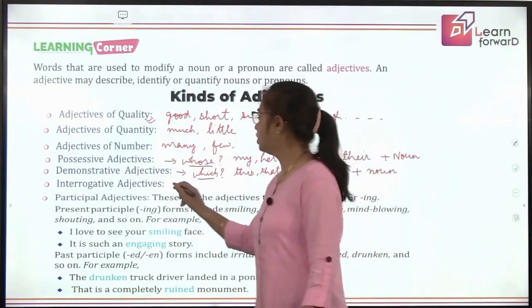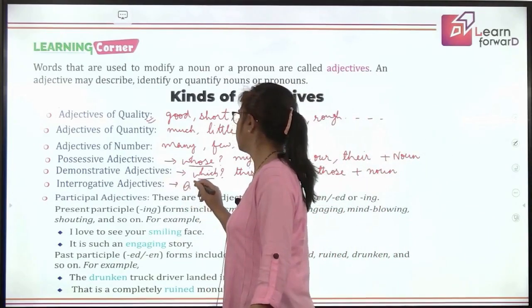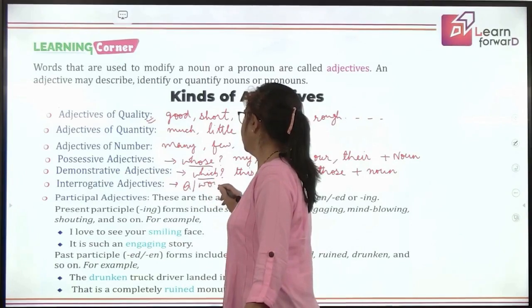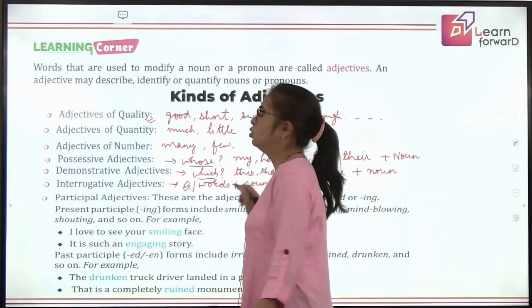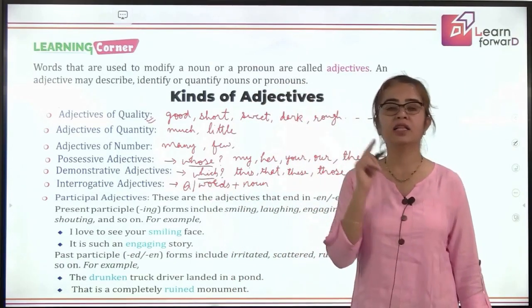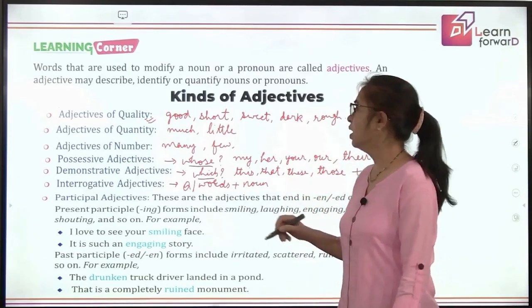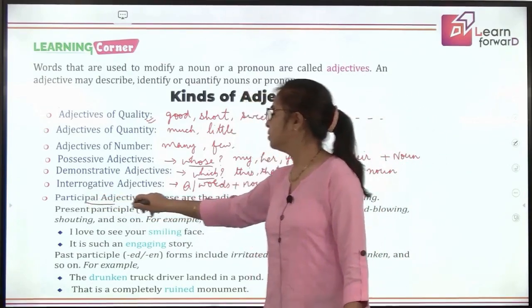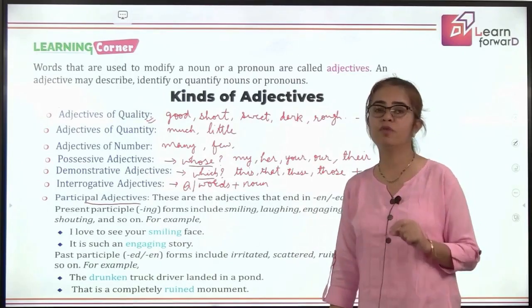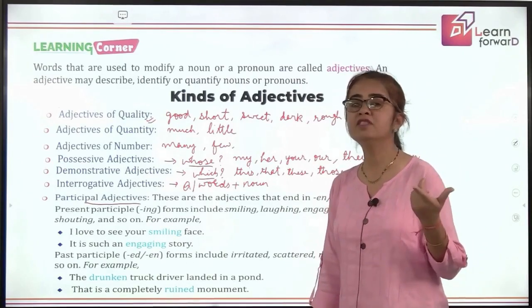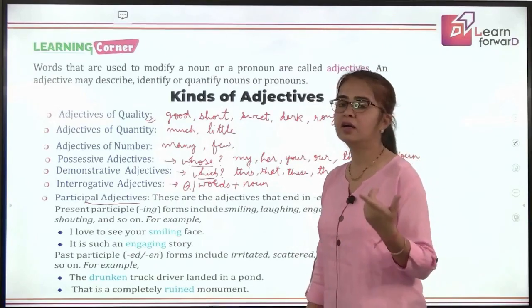Yes, very good. They are question words. And the same, question words should be followed by a noun to be interrogative adjectives. Otherwise, they are interrogative pronouns. Coming to next is the participle adjective. What is the participle adjective? It is the ing form of a verb actually, which behaves like an adjective.